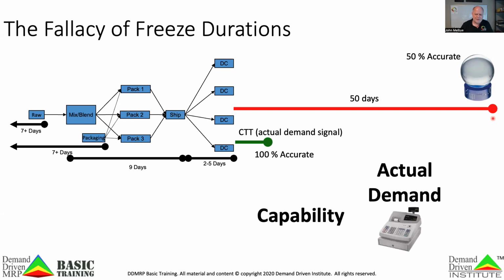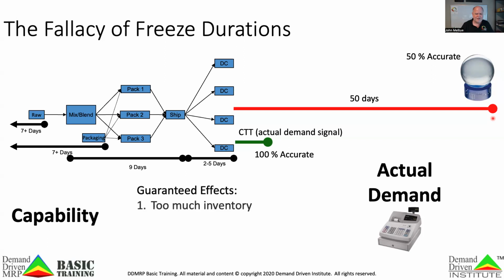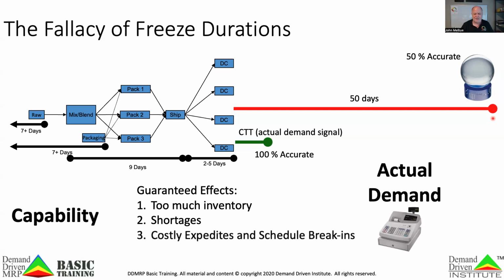And so the way we look at this is that we've got actual demand and our capabilities. And if we think about that actual demand signal, our capability is very close to the actual demand. And by capability, we mean our ability to schedule the resources and react to changes in actual demand. That's in a very short window. But by using that forecast that's 50 days out into the future, we push our capability farther away from the actual demand. And the guaranteed effects is that we will have too much inventory. We will also have shortages, and we will also have costly expedites and schedule break-ins. And in a bonus effect, we have lots of spreadsheets in order to try and figure out all the discrepancies.